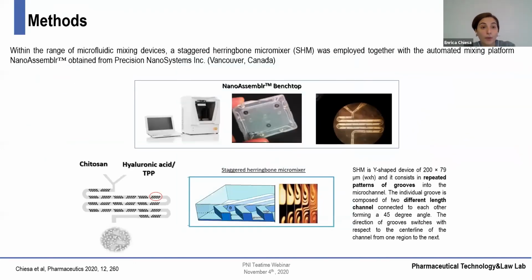cells. For the nanoparticle preparation, we used the NanoAssembler Benchtop platform. The chitosan solution and the mixture of hyaluronic acid and TPP solution were injected into separate chambers of the microfluidic chip, and the pattern of grooves caused the repeated and rapid folding of the two solutions, leading to an increase of the surface area at the interface and a reduction of the diffusional distance, leading to an increase of the mixing rate.